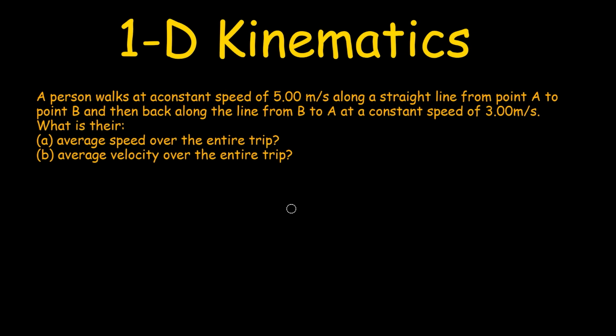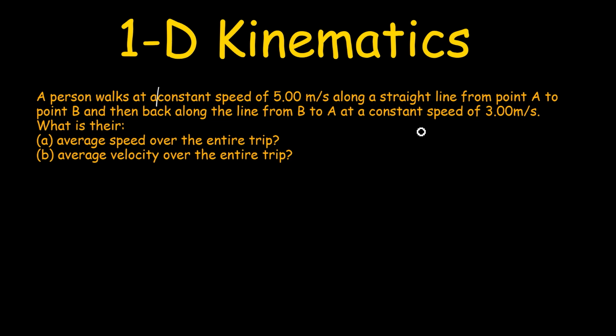Okay, so third and final question. A person walks at a constant speed of 5 meters per second along a straight line from point A to point B, and then back along the line from B to A at a constant speed of 3 meters per second. What is there, A, average speed over the entire trip, and B, average velocity over the entire trip.